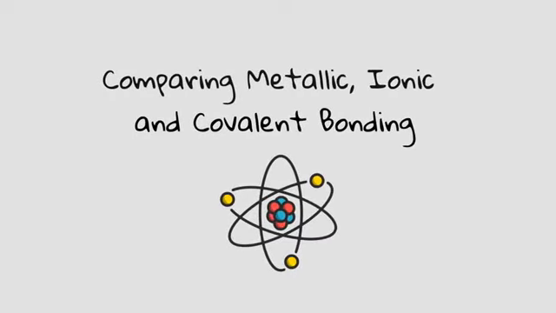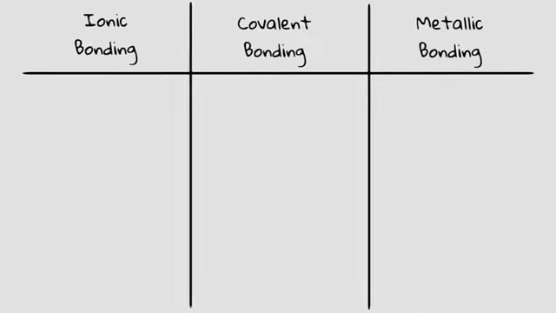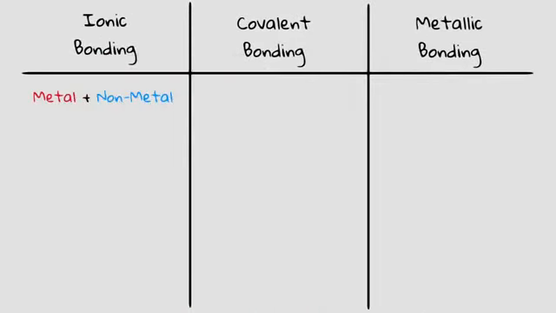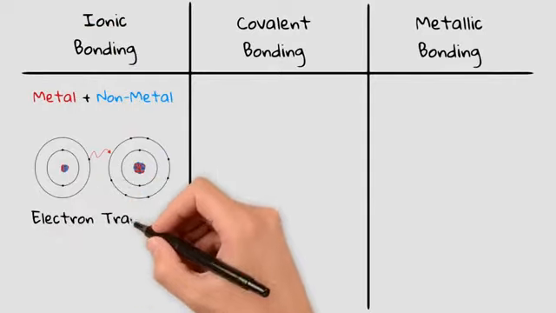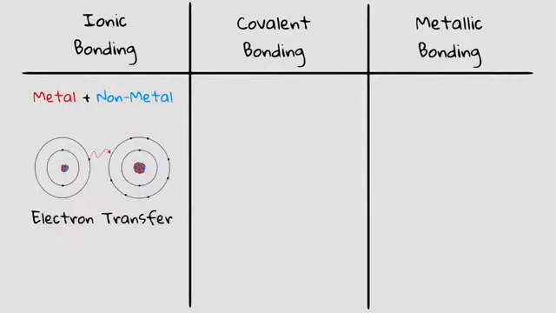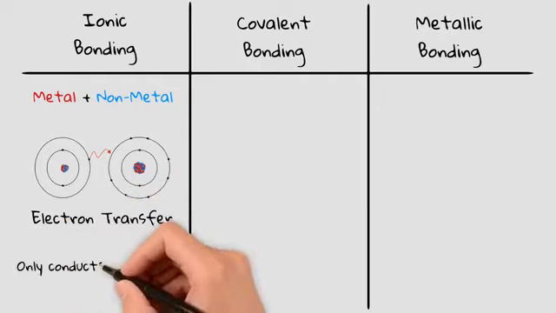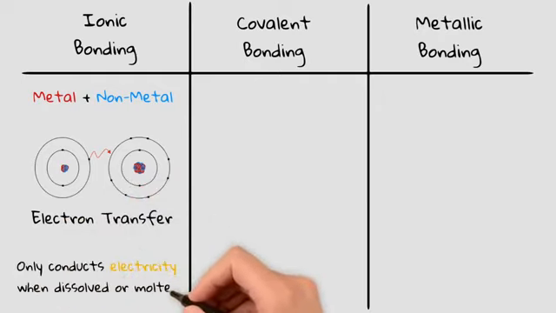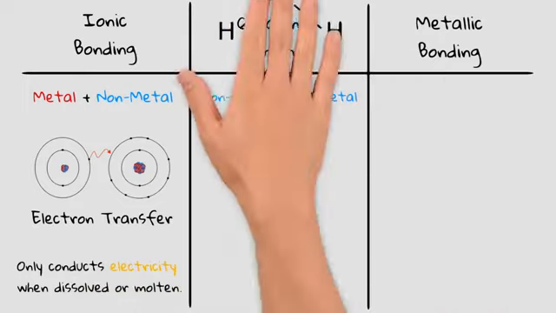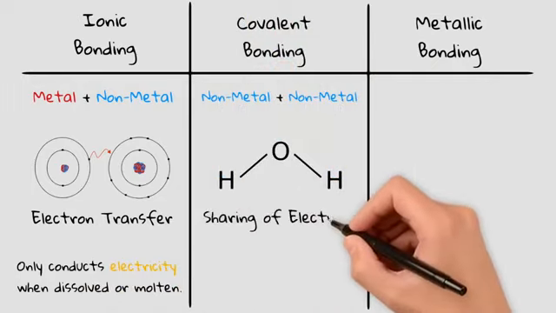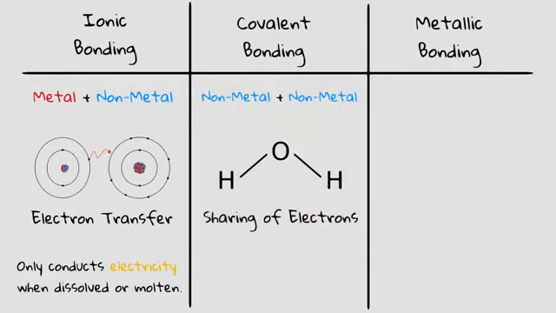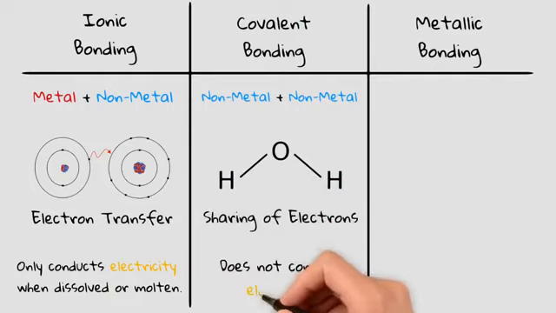Now, how does metallic bonding compare to ionic and covalent bonding? Ionic bonding happens between metals and nonmetals, where electrons are transferred to form charged ions, like sodium chloride. It only conducts electricity when dissolved or molten. Covalent bonding happens between nonmetals, where electrons are shared, forming molecules like water. Most covalent compounds don't conduct electricity.